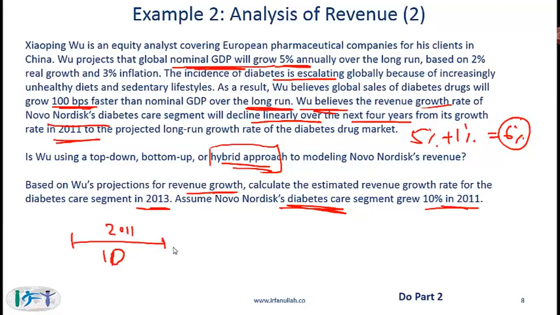So it's going to decrease. So this is 2011. Then over the next 4 years, so this is 2012, 2013, 2014, it's going to decrease to 6%. So that means here it's 10%, then over this year it will come down to 9%, 8%. So for this year, the growth rate is 8%.